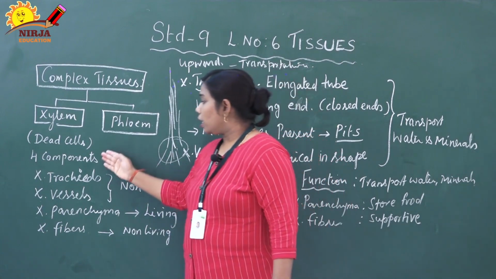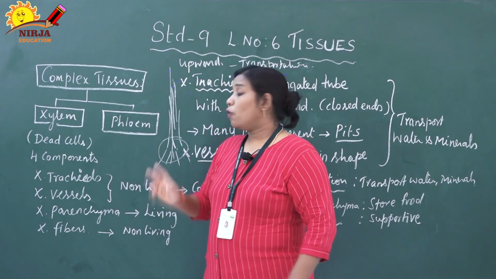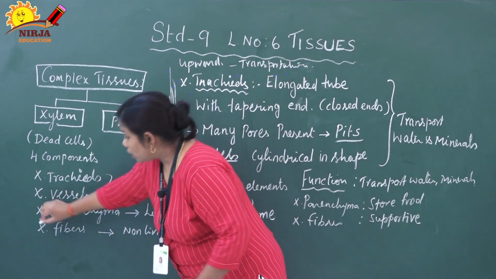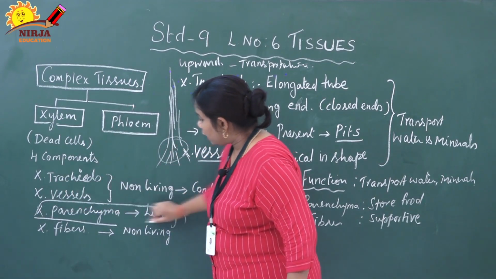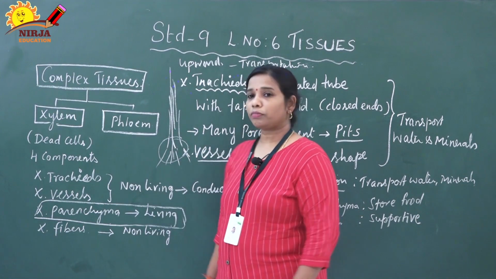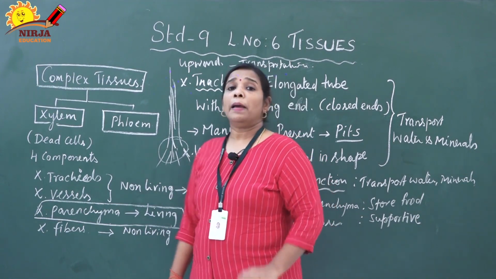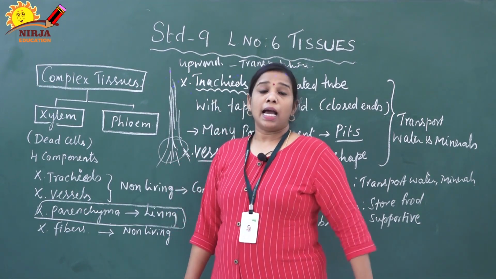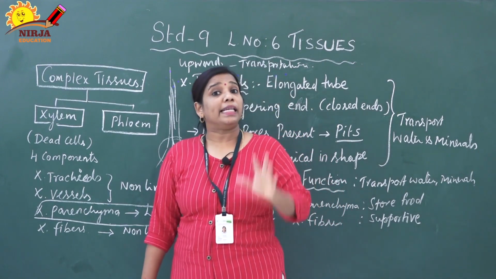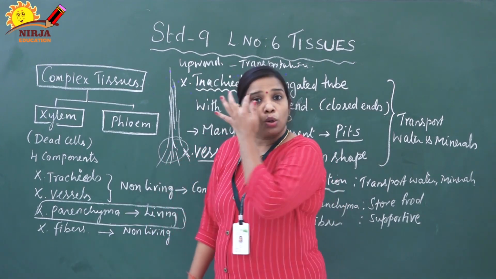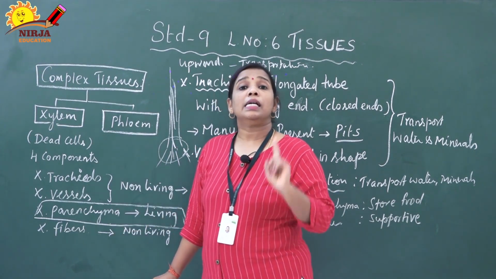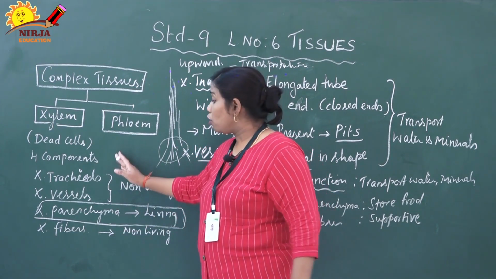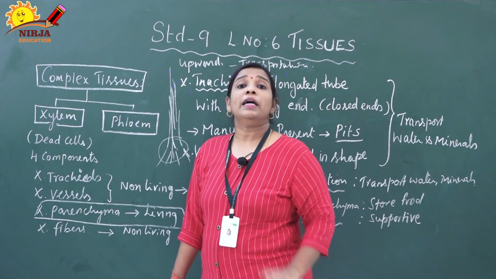Right. So here the four components are there. Out of these four components, only the xylem parenchyma is the living component. Remaining all are made up of dead cells. I already told that xylem is mainly dead cells, right? So out of four components, only one component is made up of living cells. Remaining three components are made up of dead cells.